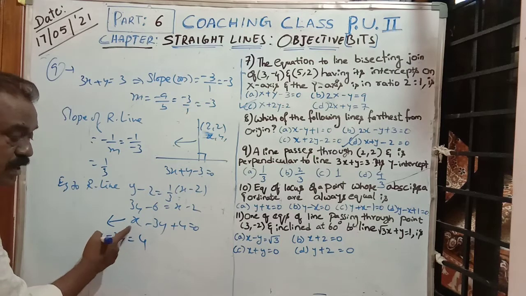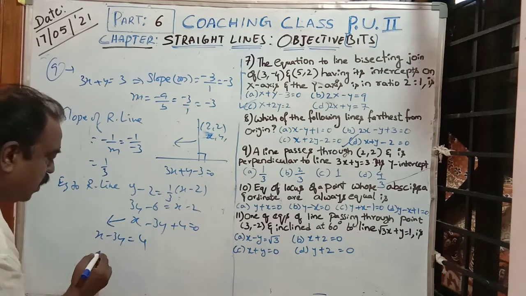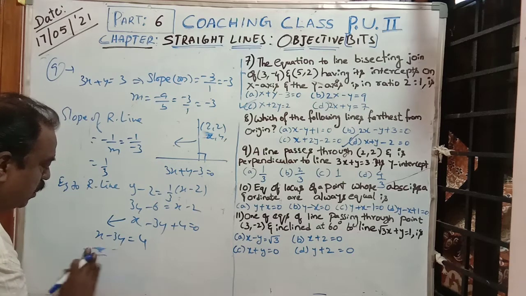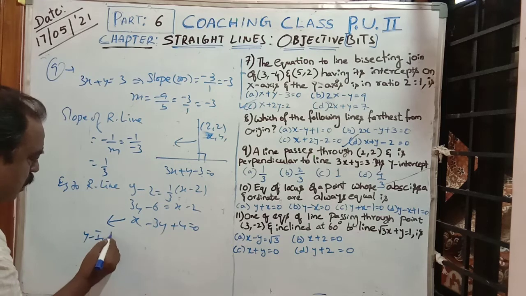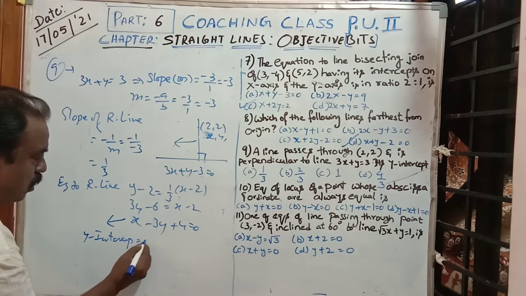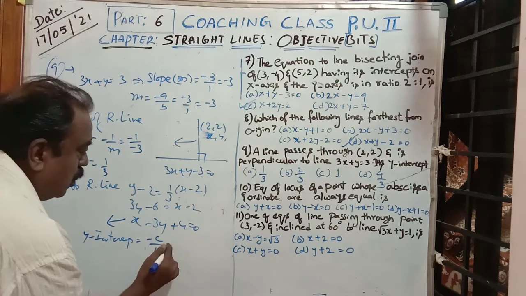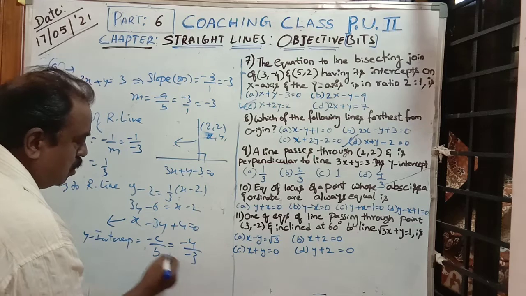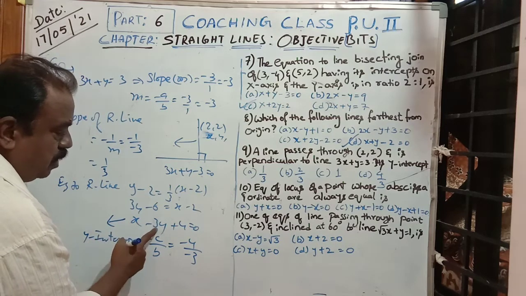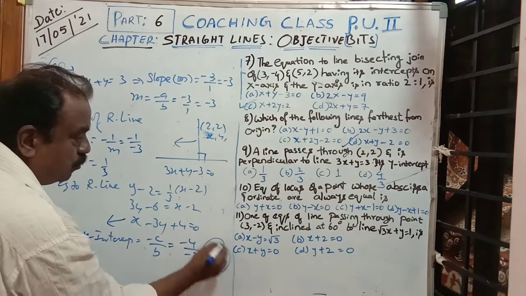We are not asked to find the equation of the line, but it is needed to find it. What is the y-intercept? There is a direct formula: y-intercept is equal to minus c by b, for ax plus by plus c. It is minus of minus 4 by minus 3, which is 4 by 3.